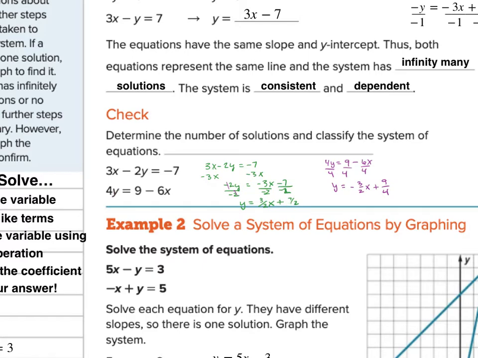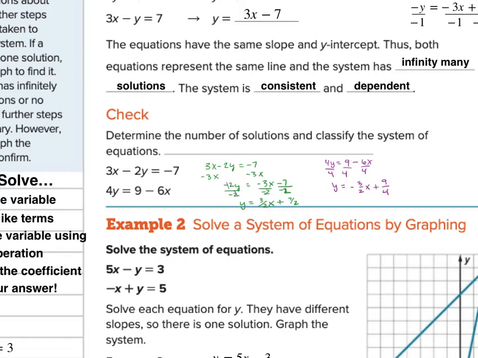Then for the other equation, I simply have to divide by the coefficient because I already have y by itself on one side, and I divide everything by 4, and y is equal to negative 3/2 x plus 9/4.